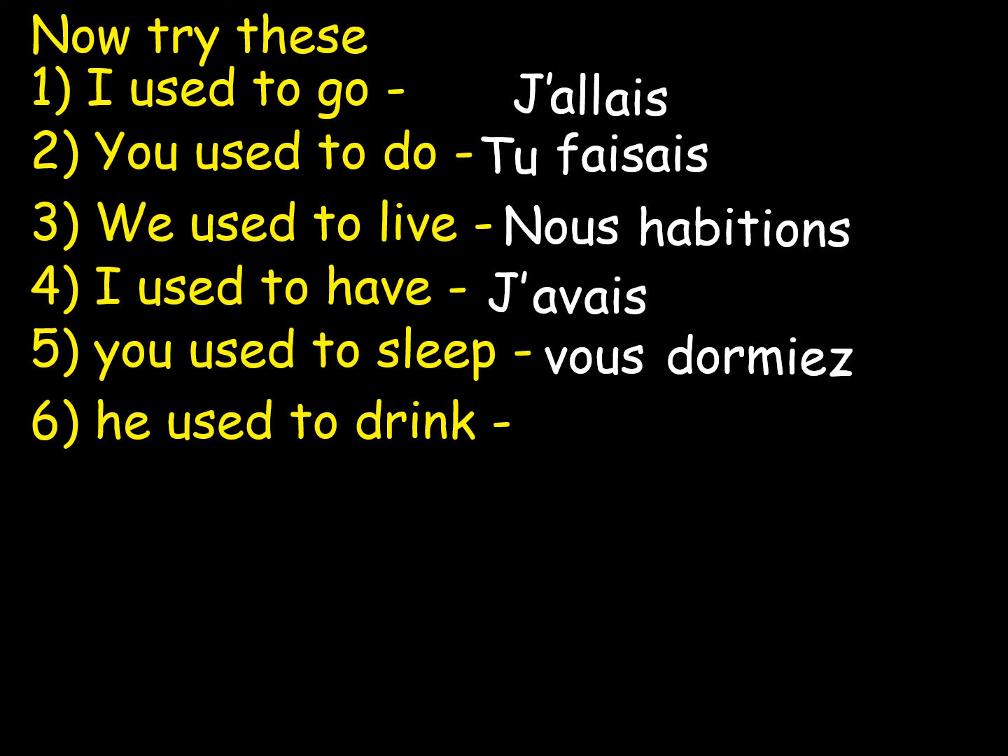So again, I understand this is quite complex, but just try and follow it through. So the first thing we need to do, we've got he used to drink. The first thing we need to do is think about how do we say we drink. And this is an irregular verb, and this is why we have to be careful. The answer to we drink is buvons. This is why it doesn't just work to simply knock off the ER or the RE, because some verbs are irregular and it doesn't work. So this is one where we have to be careful. So that's buvons, we drink.